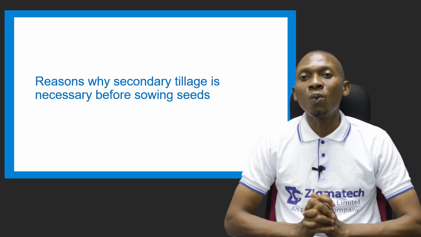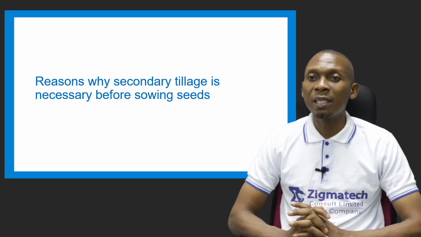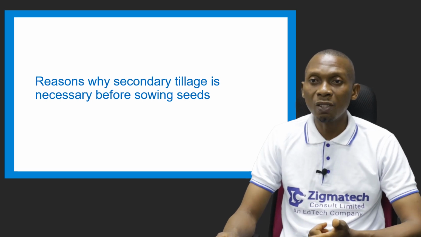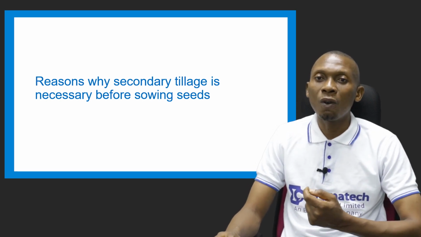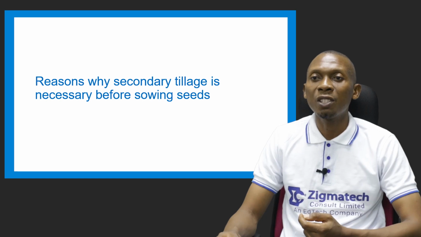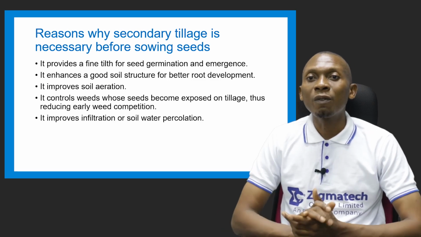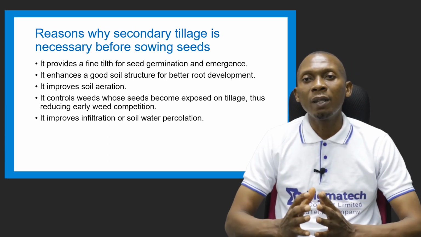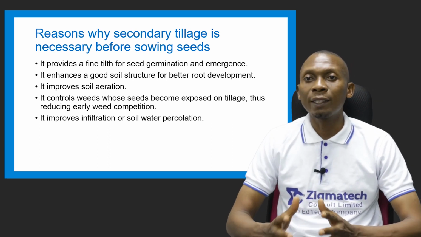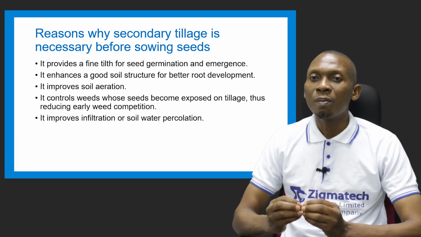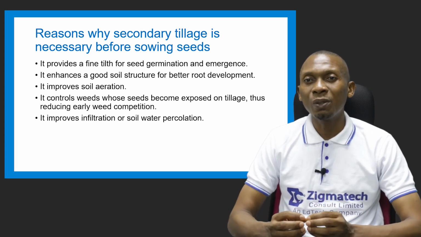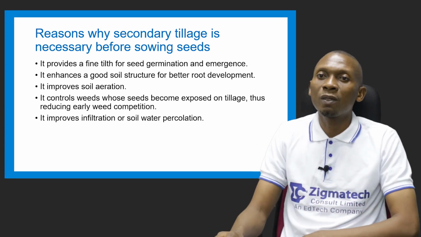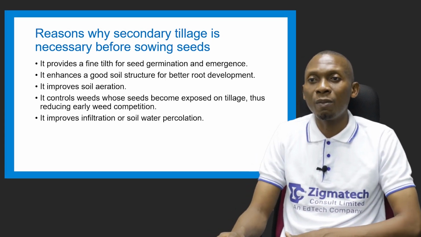Now let's look at the reason why secondary tillage is necessary before sowing seeds. Sowing seeds means planting of our seeds on our farm. Why is it necessary for a farmer to carry out secondary tillage? Now it provides a fine tilth for seed germination and emergence. Remember, the plow breaks up the soil into large clods. The harrow further breaks it into finer tilth or particles, and finally use the ridger. So all of this helps to enhance seed germination and emergence.